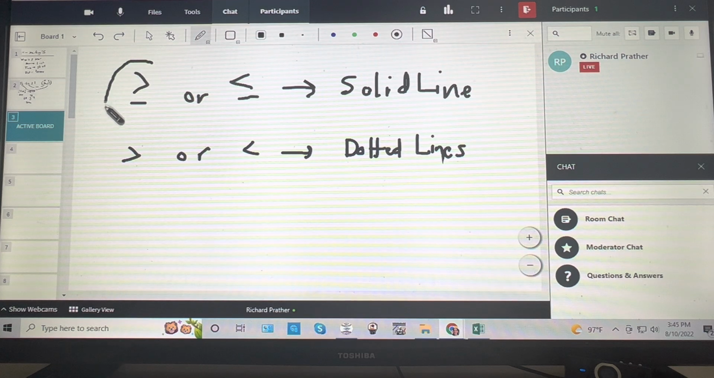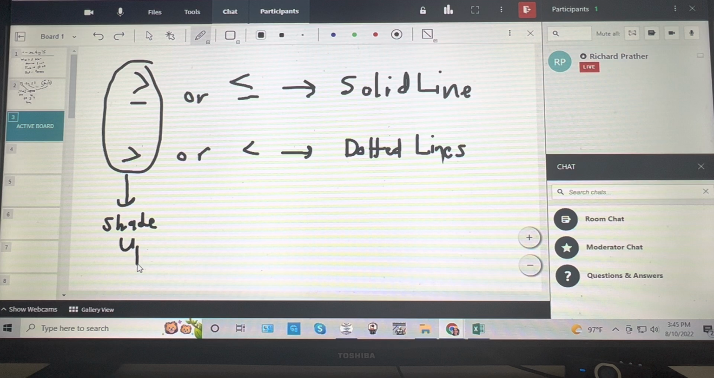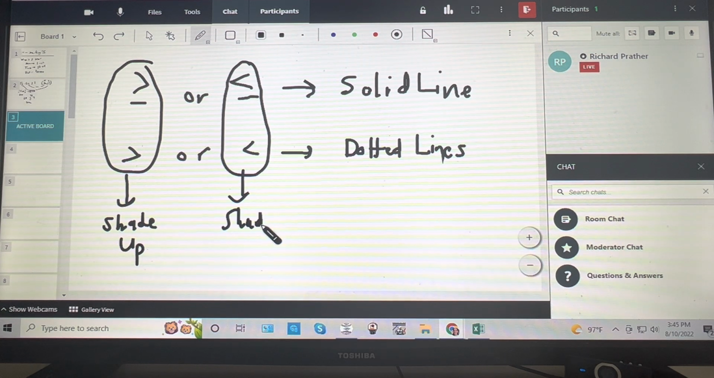If you get either of the greater than options, after you draw your solid or dotted line, you're going to shade a whole portion of the graph upward. Greater than's up, less than is down, which probably makes sense. Often the lines are diagonal, so don't think of it as left or right. You always want to think of it as up or down.